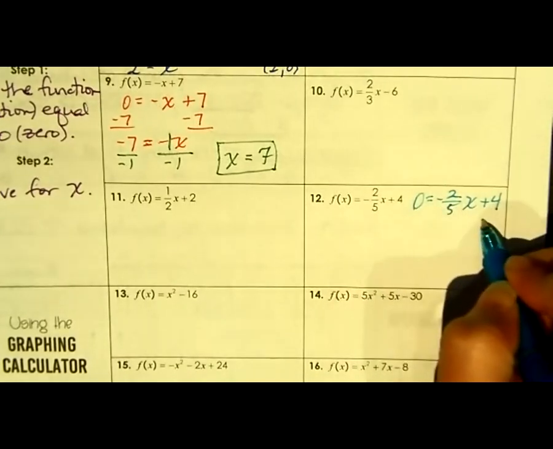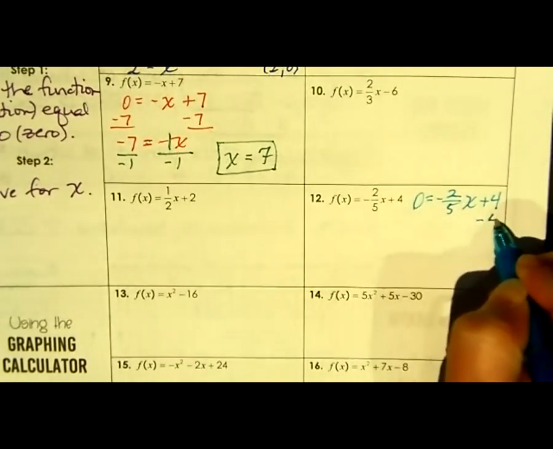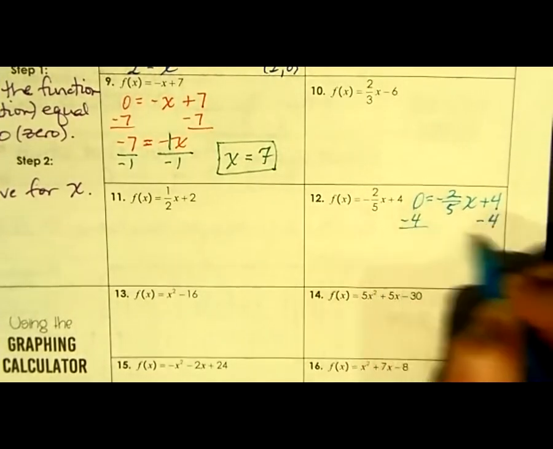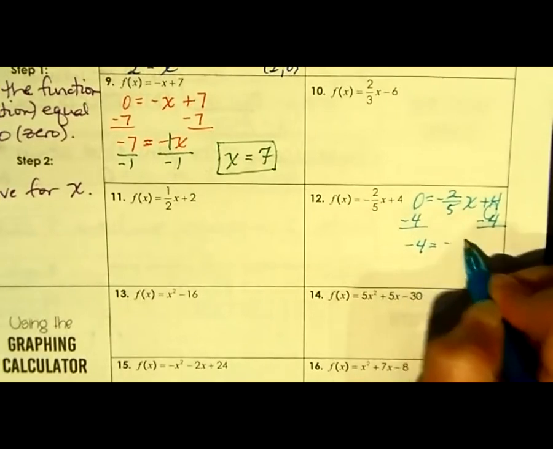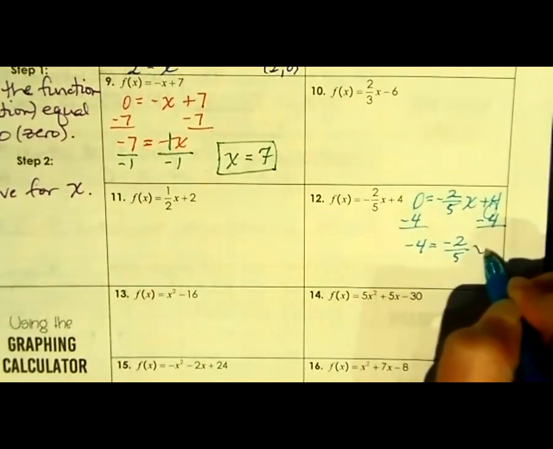Remember, I'm moving what's farthest away from the x first, so I have to move the 4 first. So I'm going to subtract 4 from both sides. This zeroes out, and now I have -4 equals -2/5 x.